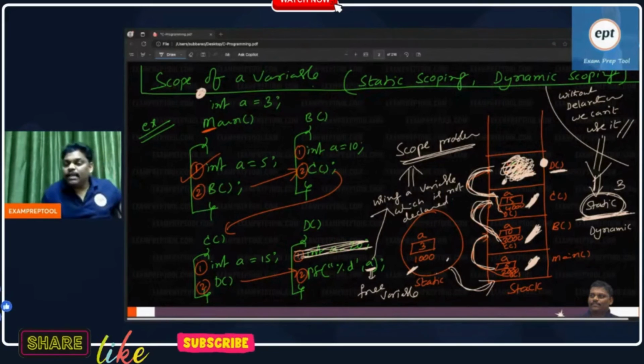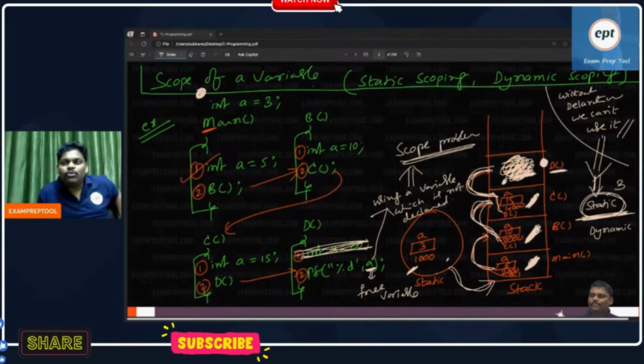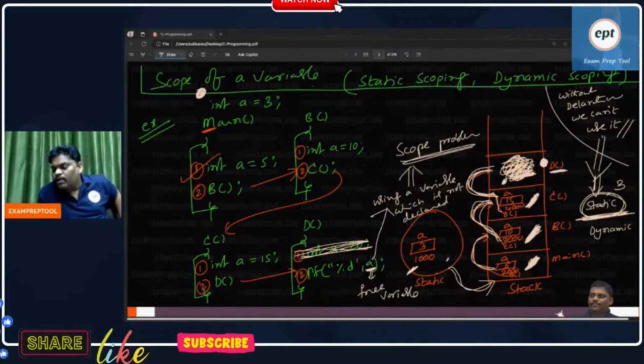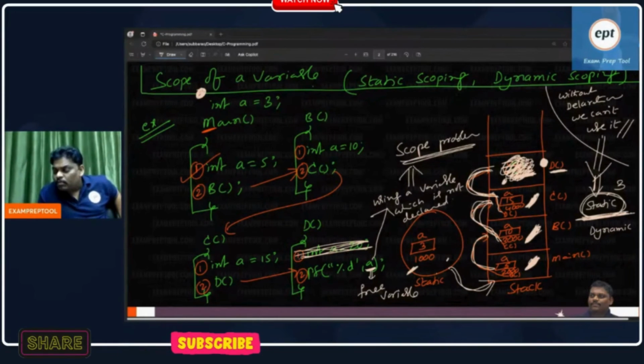That is the reason I am requesting everyone: solving the problem early is a better idea. Because afterwards, many variables will come. Many A's will come, and I don't know which one I have to take. Solving the scope problem early is called static scoping. Solving the scope problem after some time, at running time, is called dynamic scoping.